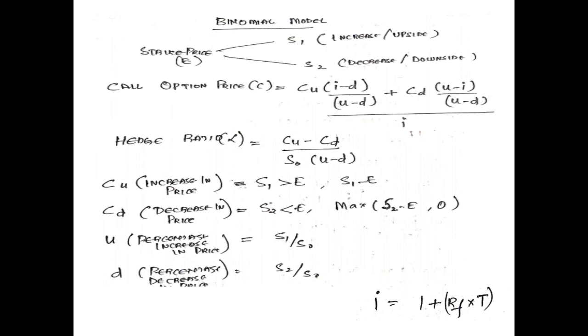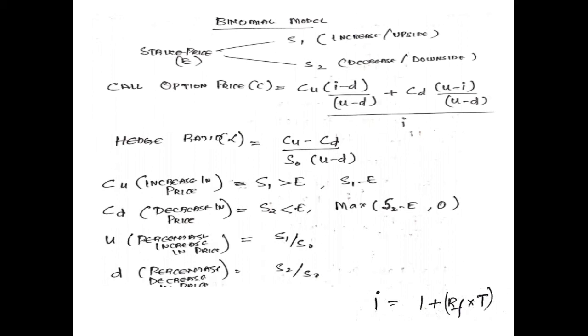The call option price can be calculated by using the binomial model, that is C equals Cu, open the bracket, I minus d, divided by u minus d, plus Cd, open the bracket, u minus I, divided by u minus d, whole divided by I. Let's try to understand each of these variables.